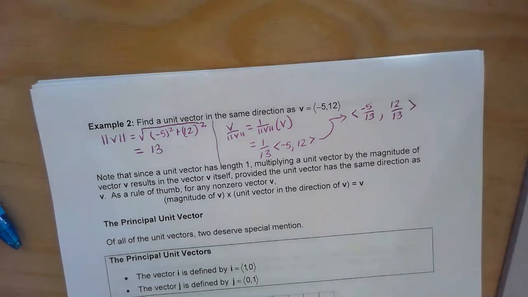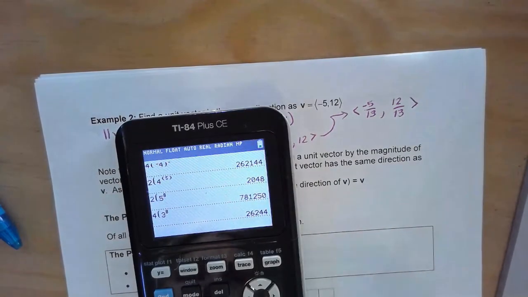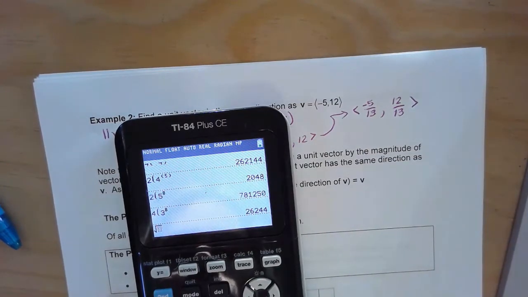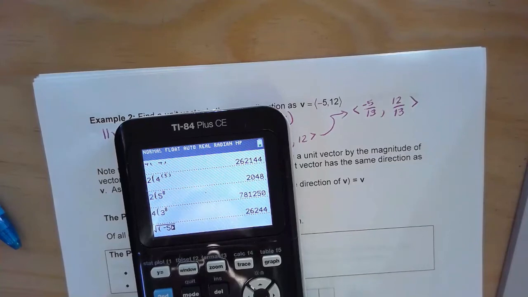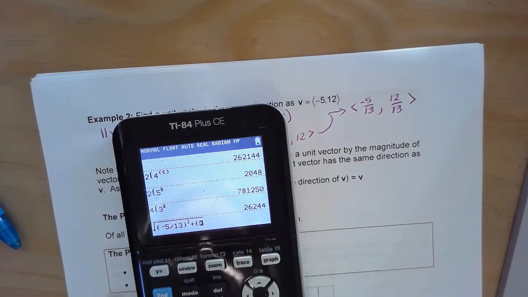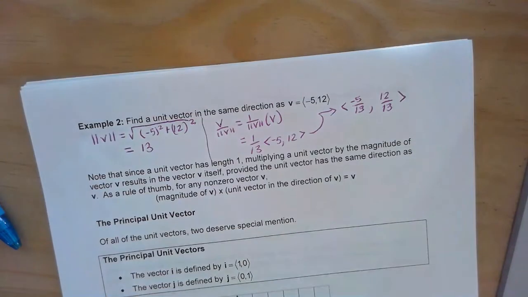Now, is it the unit vector? Well, think of this. The unit vector means the magnitude is 1. So if I really quickly try to find that magnitude, remember, that's the square root of -5 over 13 squared plus 12 over 13 squared. Let's see, is it magnitude of 1? It is the unit vector.